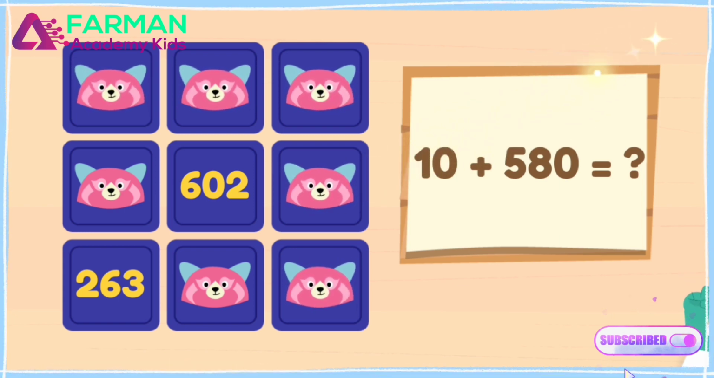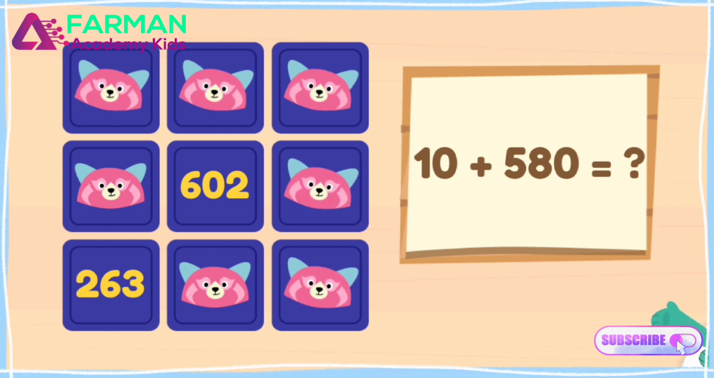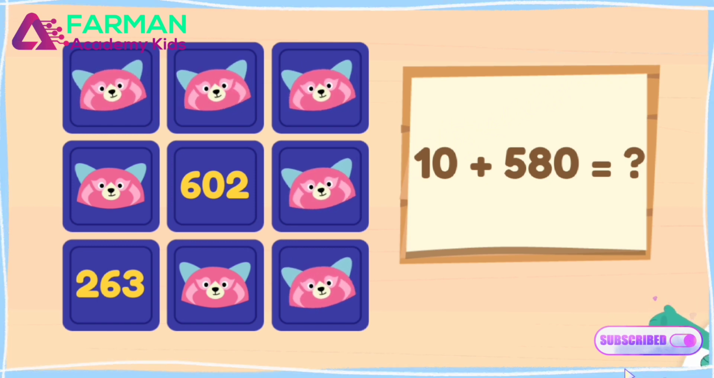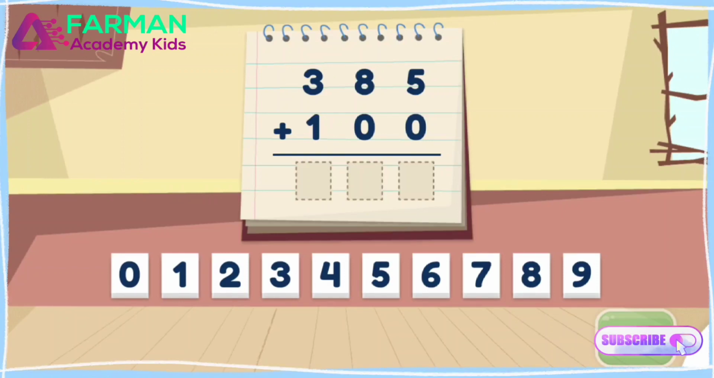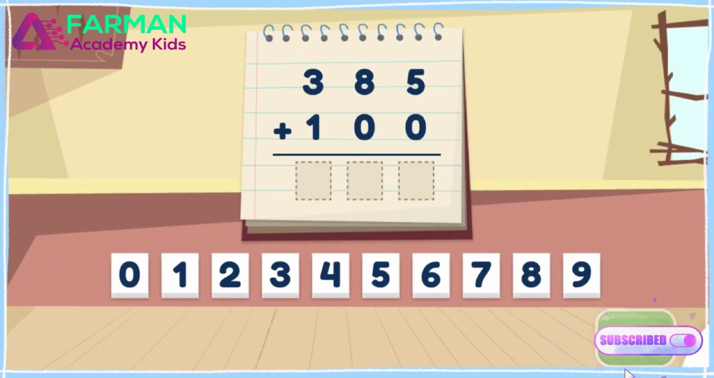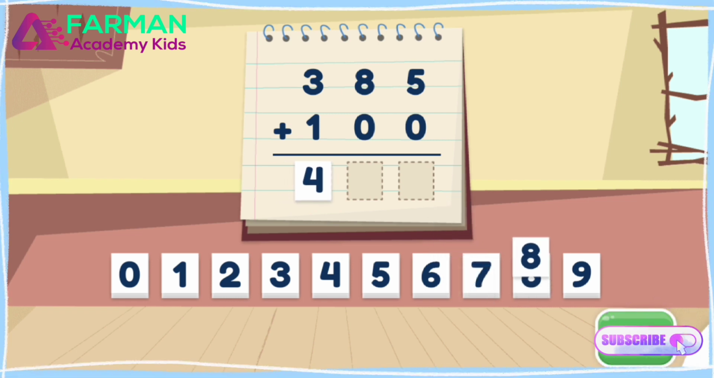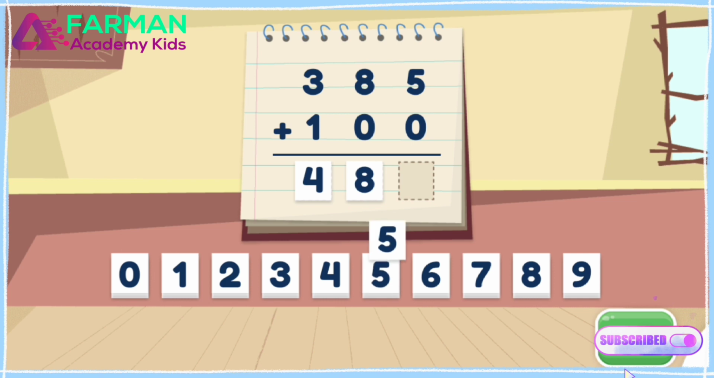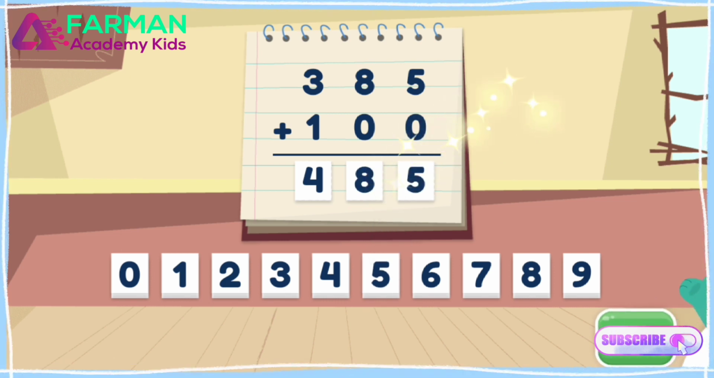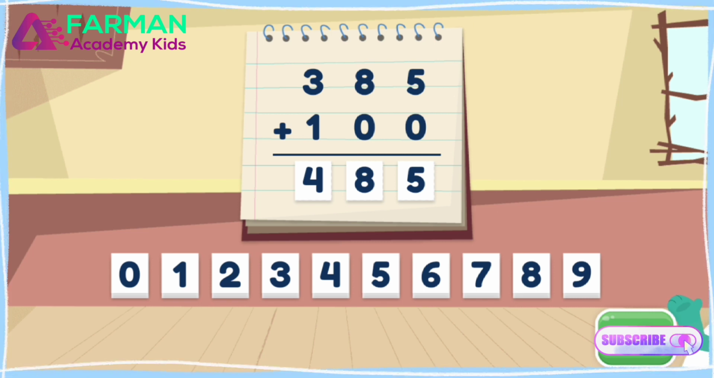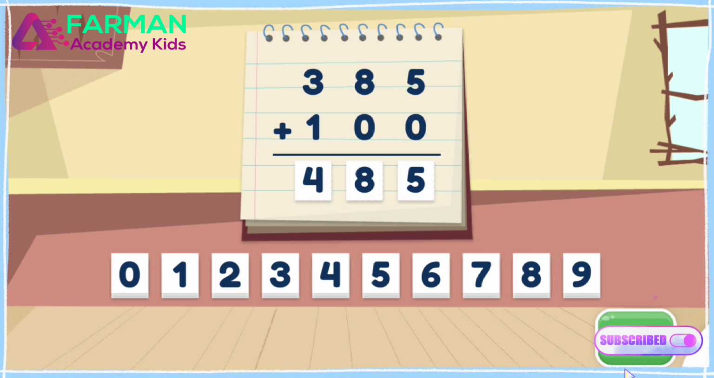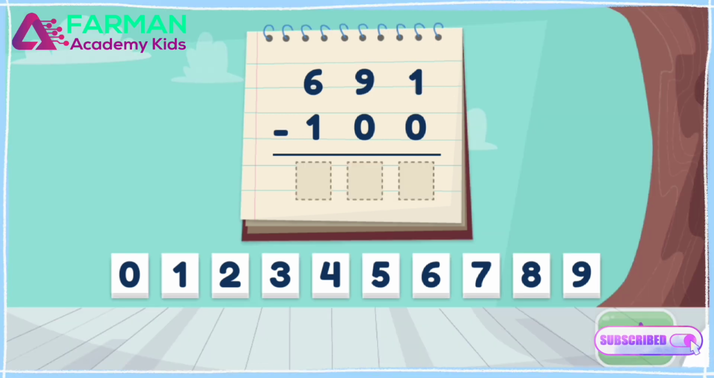Bingo! You flipped over 3 cards in a row. Thanks for playing with me. Instead of working this equation out, let's solve it another way. You can add 1 to the hundreds place to solve the equation. Nice! We added 1 to the hundreds place. 385 plus 100 equals 485.